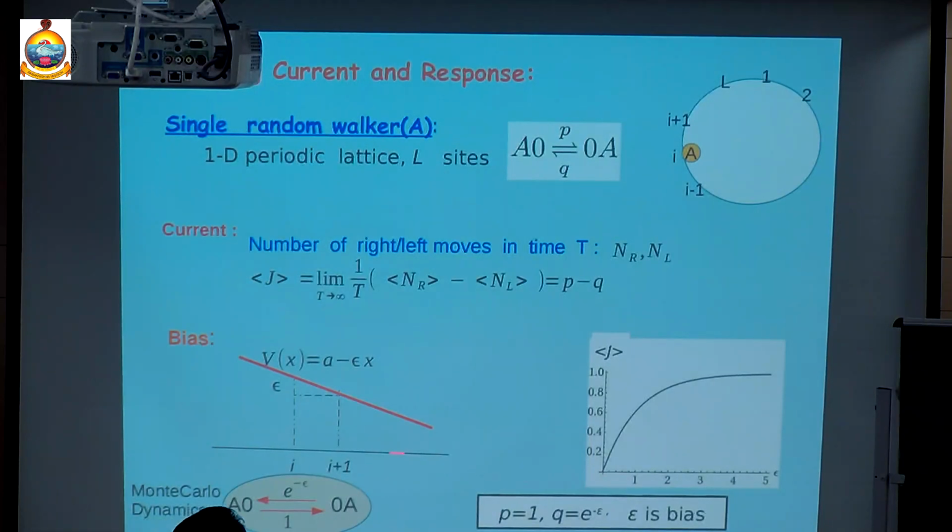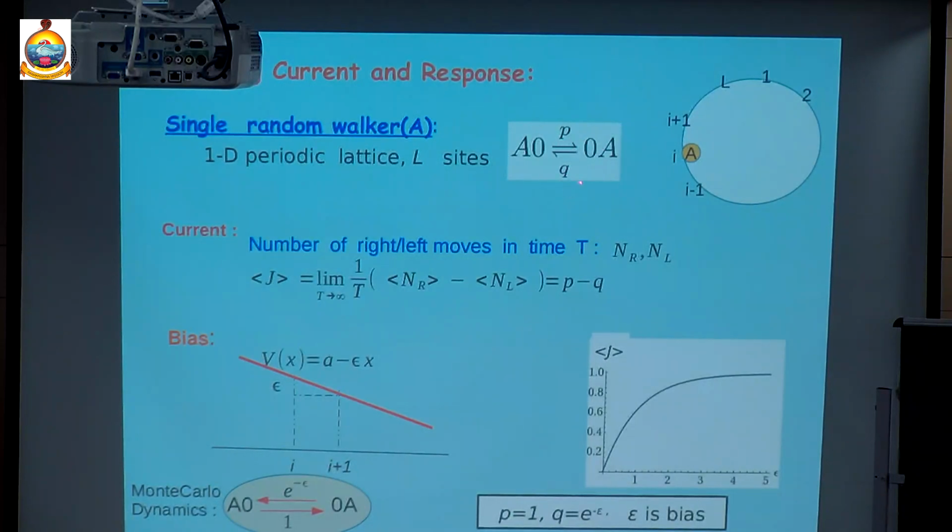Maybe this side is better. So if this is a linear potential and you move from this to that, the energy is decreased. If V is the potential energy and your particle moves from here to here, the potential is decreased by epsilon. If you go from here to here, the potential energy is increased by epsilon. So if you want to do a Monte Carlo of a particle movement like that, A0 goes to 0A, going forward with rate 1 and going backward with rate e to the power minus epsilon. That's the Monte Carlo thing. So this is the same as this.